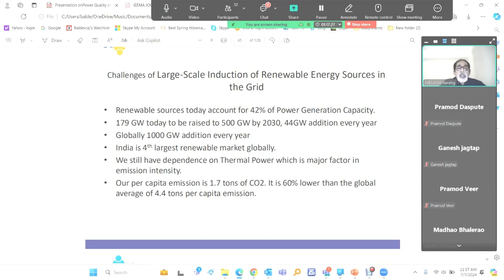So India is the fourth largest renewable market globally, and still the dependence remains on thermal power. But the problem is the emission intensity, so we are changing over to renewable. Per capita emission of 1.7 tons of CO2 is 60% lower than the global average of 4.4 tons per capita emission. So India stands on a better footing compared to international emissions today.